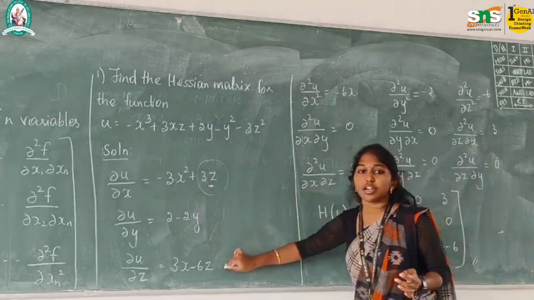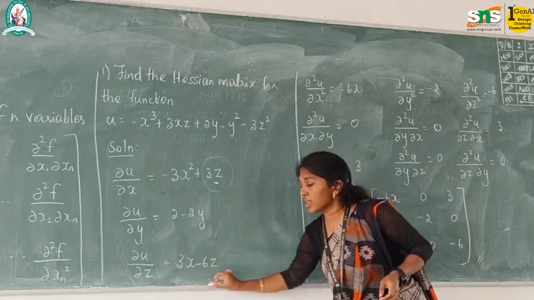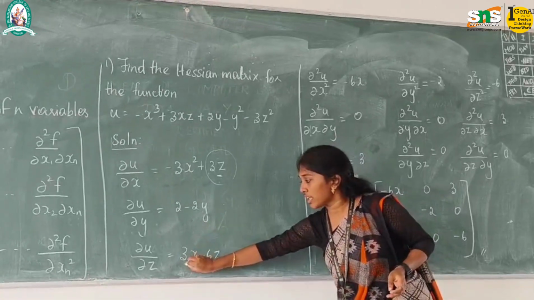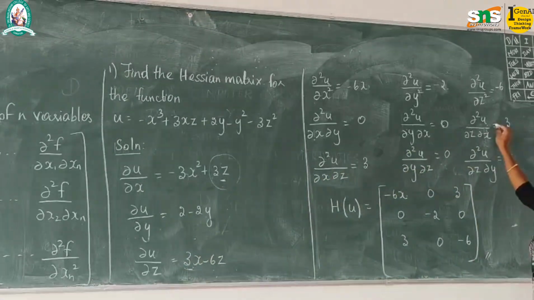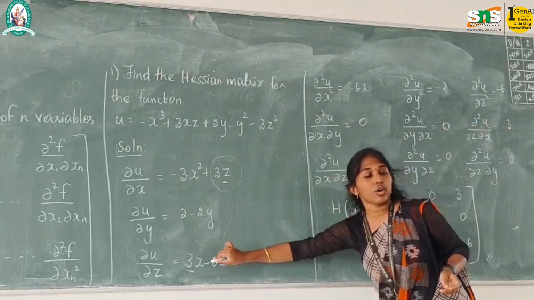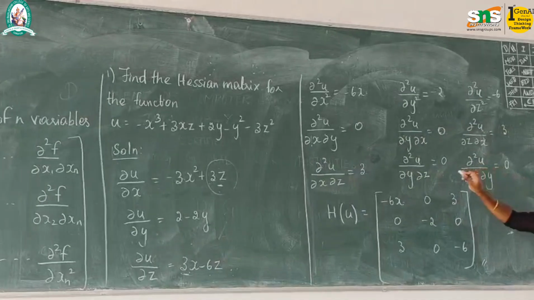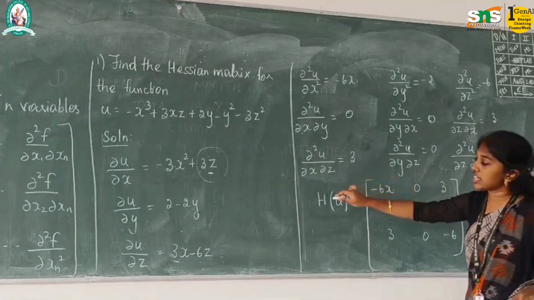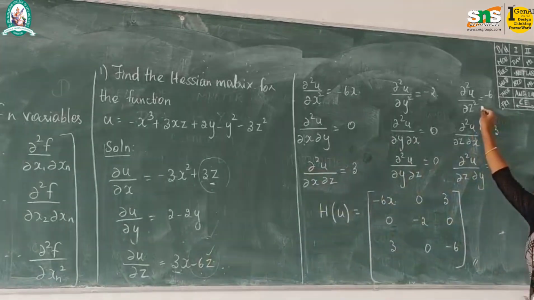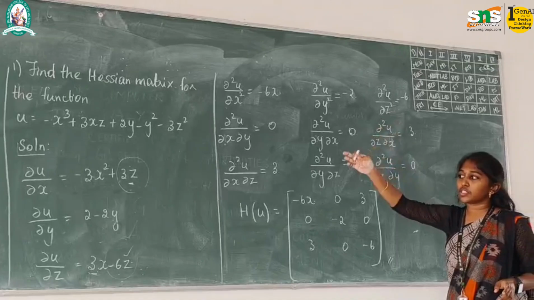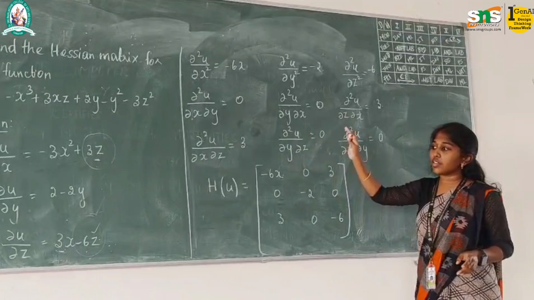Next we choose the third function, dou u by dou z, and again differentiate with respect to x, y and z. First with respect to x, differentiating 3x, I get an answer as 3. Next with respect to y, no y values are present, so I get 0. At last with respect to z, differentiating minus 6z, I get minus 6. These are the double derivative values which we acquire from the first derivatives of the function. Next we substitute all these values in the Hessian matrix.